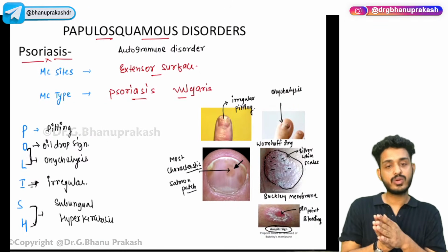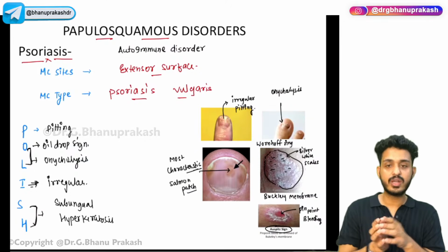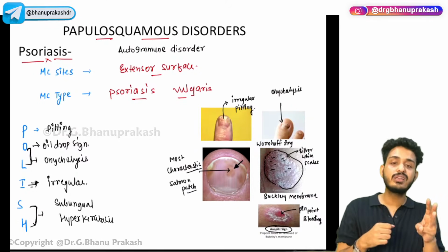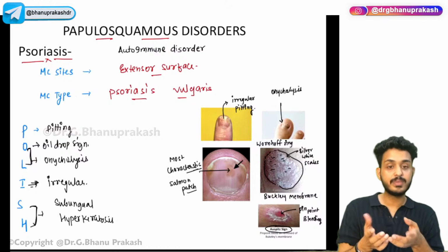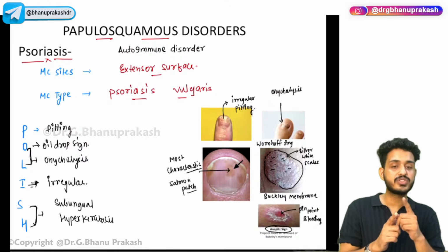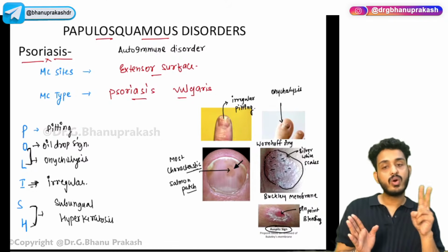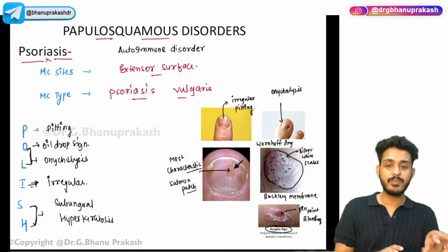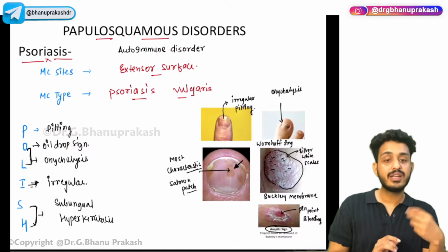So we are having psoriasis. Psoriasis is an autoimmune disorder. Second thing, most common site will be extensor surface. Third thing, most common type of psoriasis will be psoriasis vulgaris. What you have to remember, the mnemonic. Mnemonic is POLISH. P for pitting, O for onycholysis, O for oil drop sign. Oil drop sign is also known as salmon patch. Next, L for onycholysis.